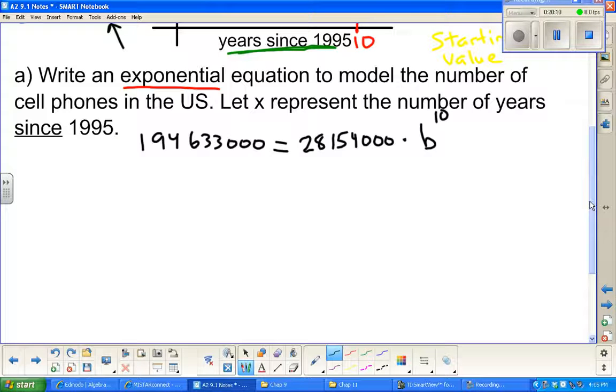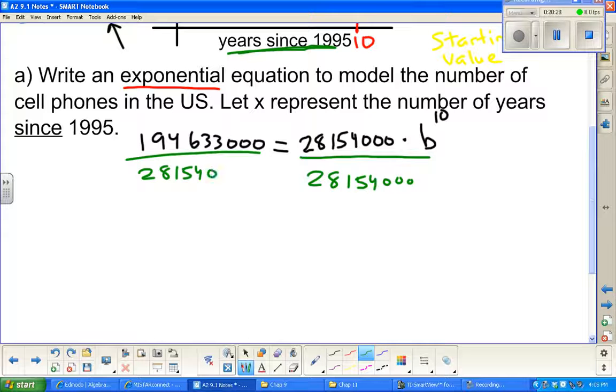Right now it's some big number equals some big number times b to the 10th power. So we are allowed to divide both sides. Let's divide by the 2,154,000 on both sides. Let's throw that in a calculator carefully because there's a bunch of zeros. And I got 6.913. Let's just stop there.